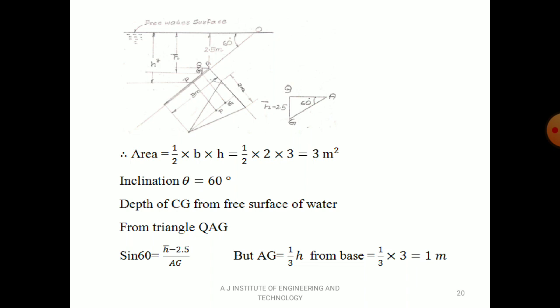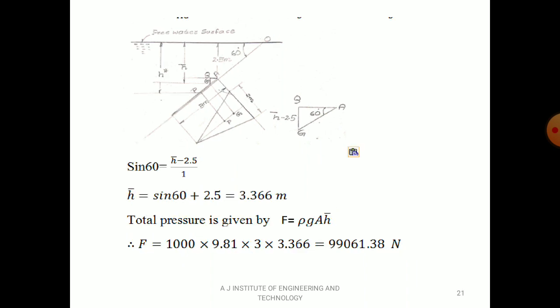So sin 60 equal to H bar minus 2.5 divided by 1 meter. So you can just cross multiply and rearrange and you can get H bar. So H bar equal to sin 60 plus 2.5. That is equal to 3.366 meter. Total pressure is given by F equal to rho g A into H bar. Therefore F equal to 1000 into 9.81 into 3 into 3.366.